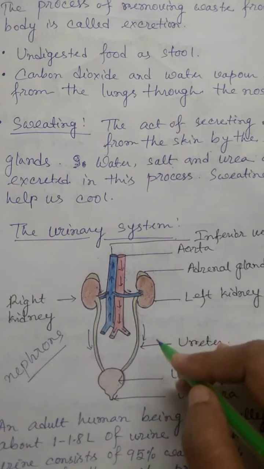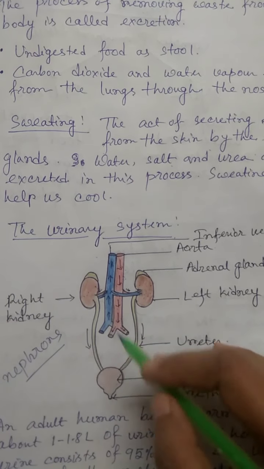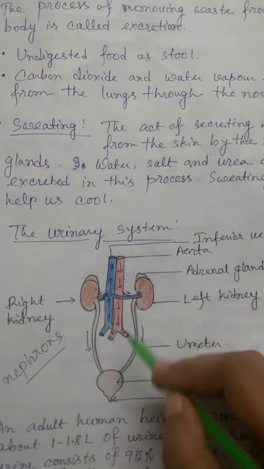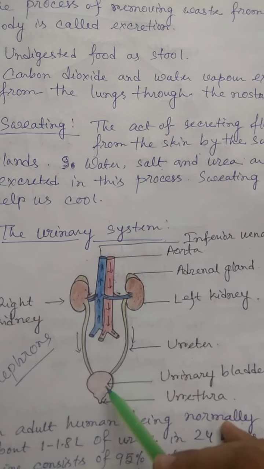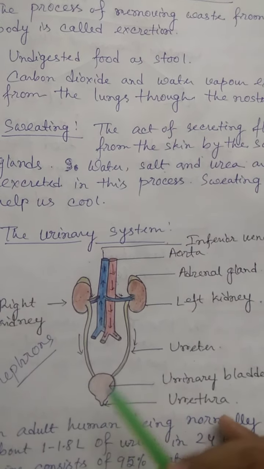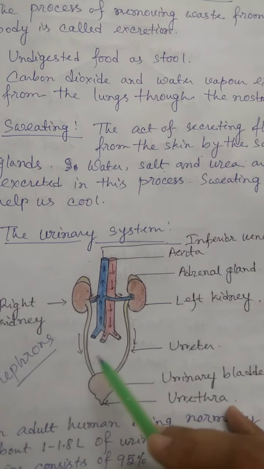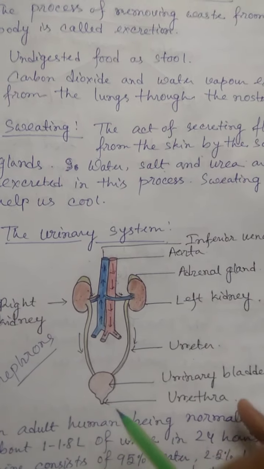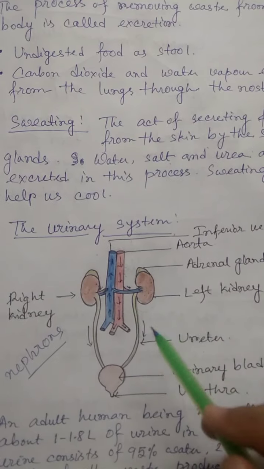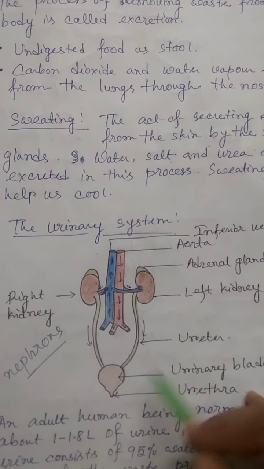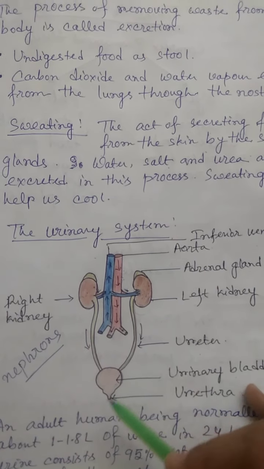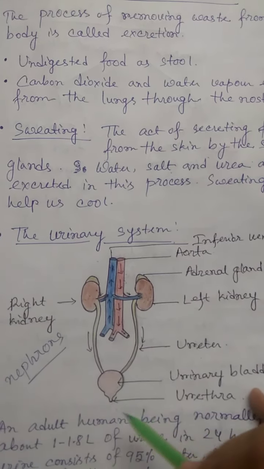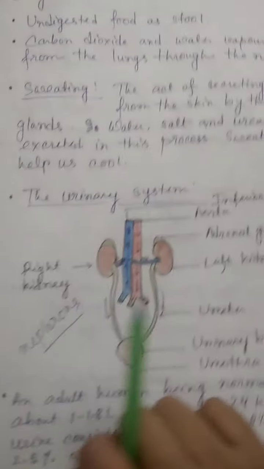Now this waste material then enters into these pipes, or ureters, and from the ureter it is stored in this pouch for some time, and after some time it passes out from our body through the urethra. So this is the urinary system, and this is how the urine, the waste material dissolved in water, is known as urine. This is how the urine passes from our body.